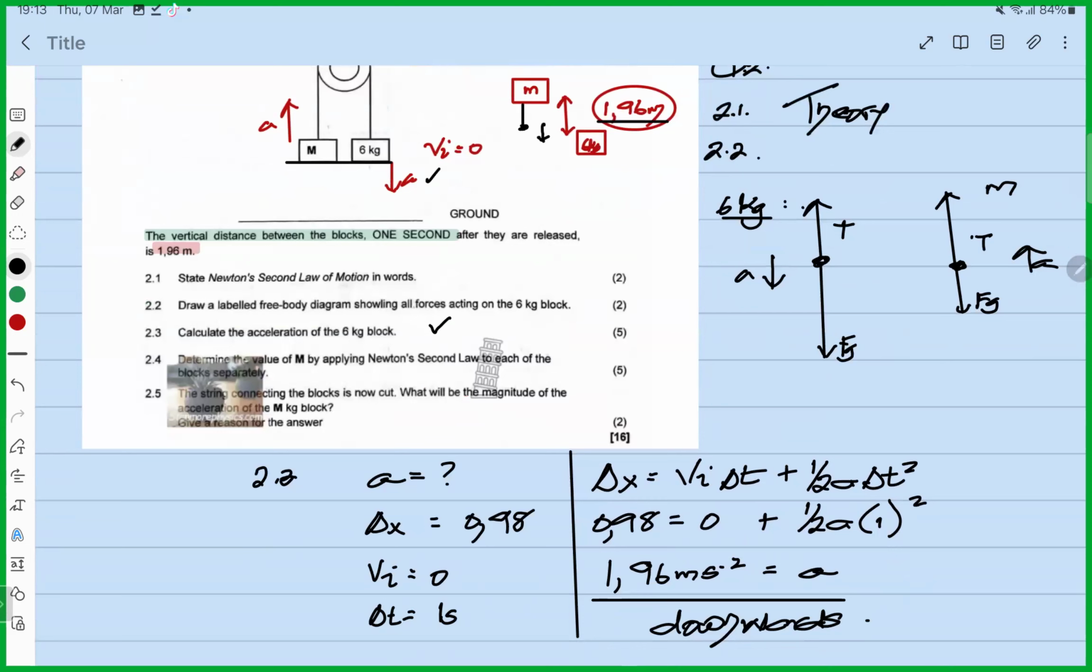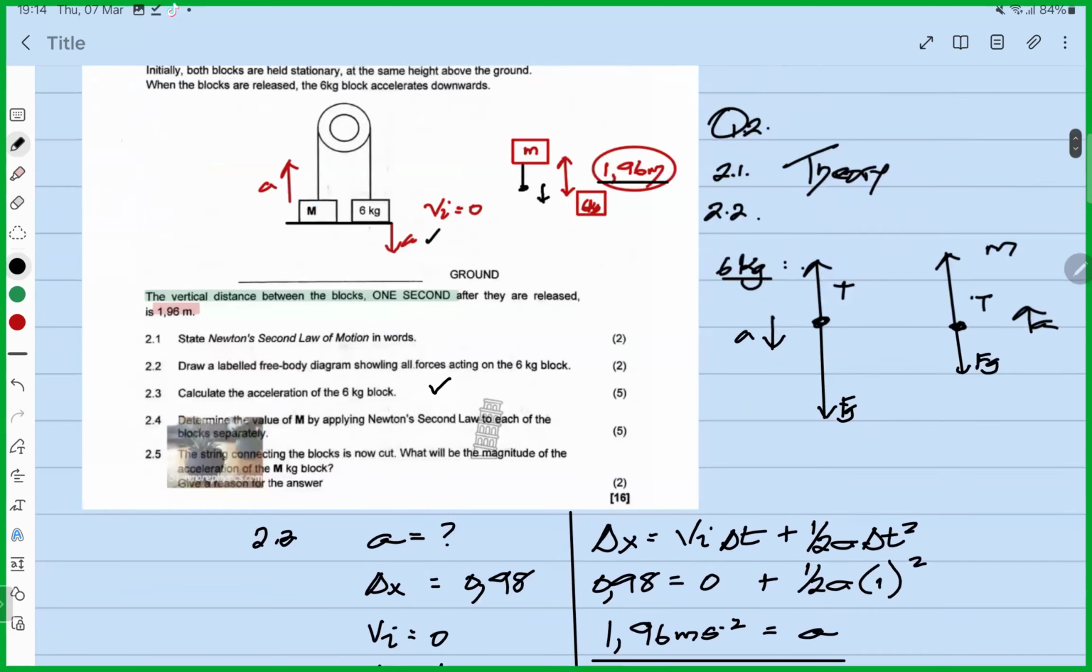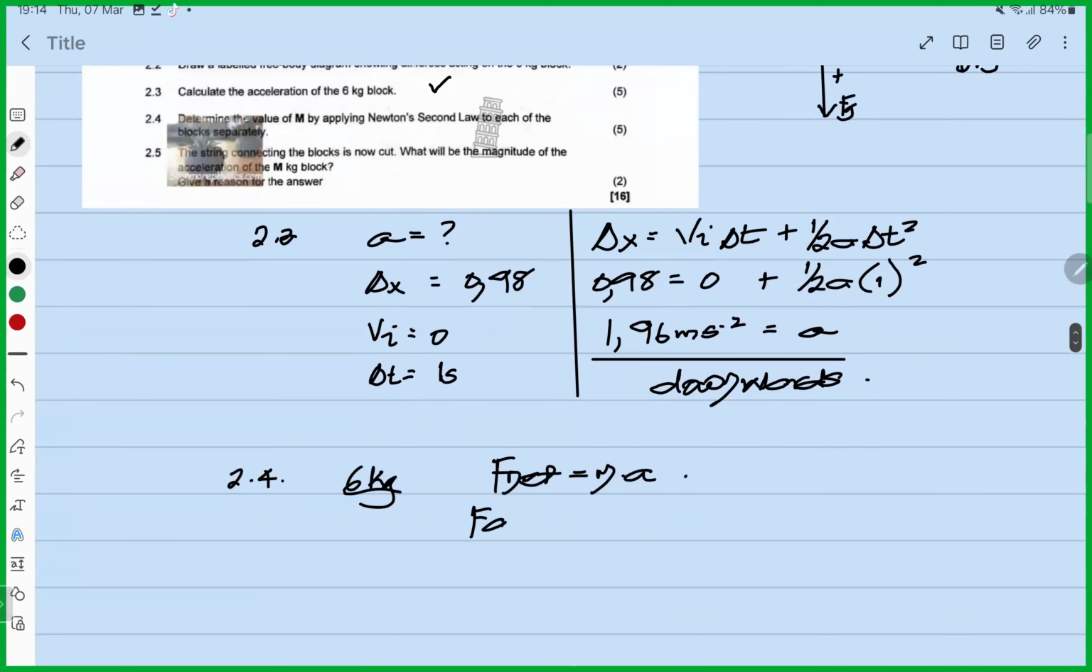2.4. Determine the value of m by applying Newton's second law to each block separately. So we want to determine the mass m. So let's start off with the 6 kilogram because it's accelerating downwards. So we're going to go F net equals ma. That's your positive force. That's your negative force. Why? Because it's accelerating downwards. You take the downward forces to be positive. So Fg plus minus T equals to ma.